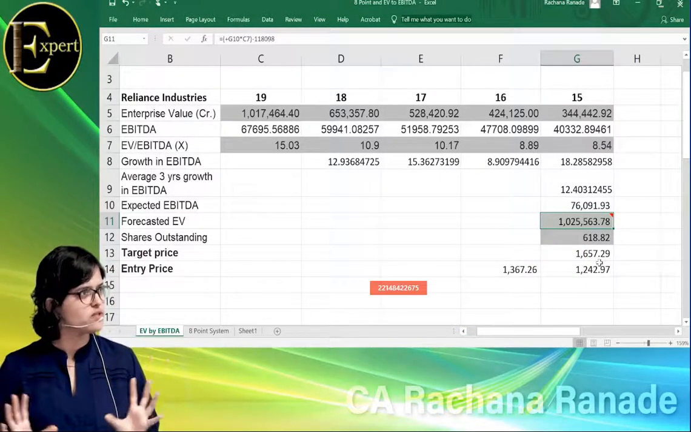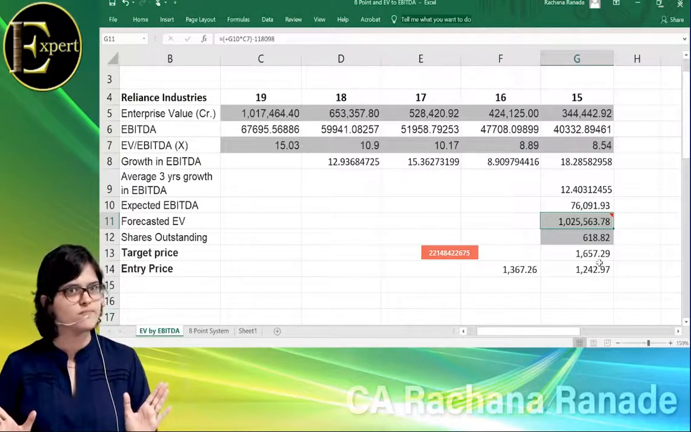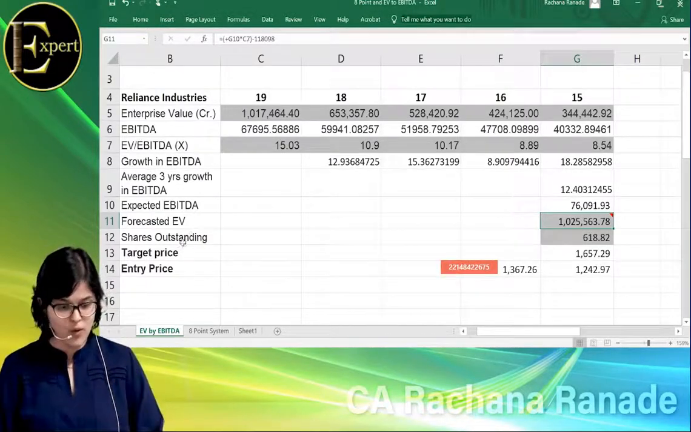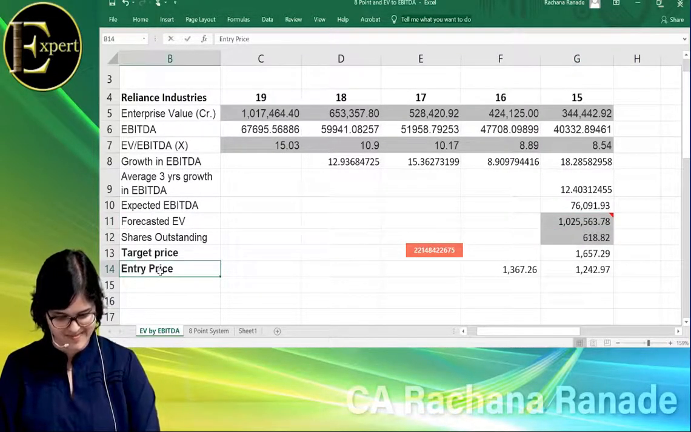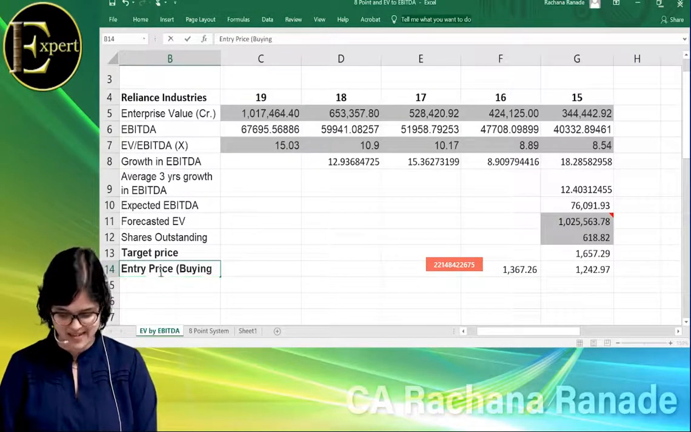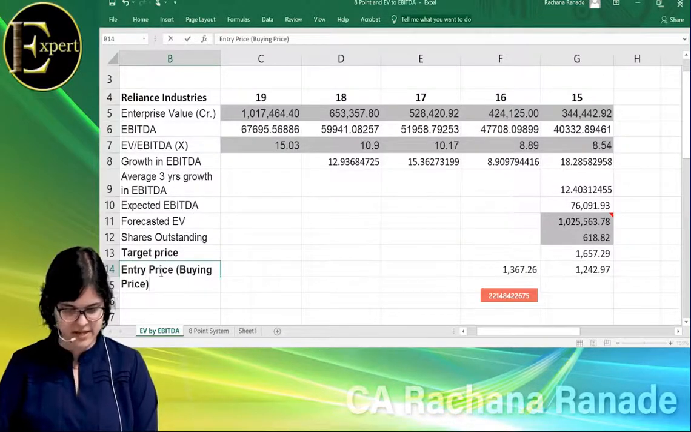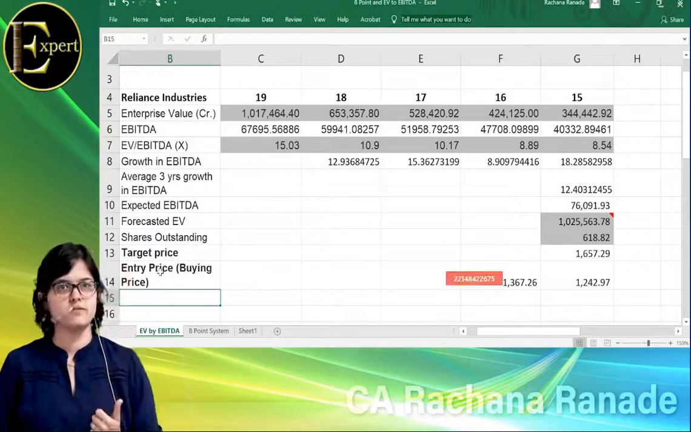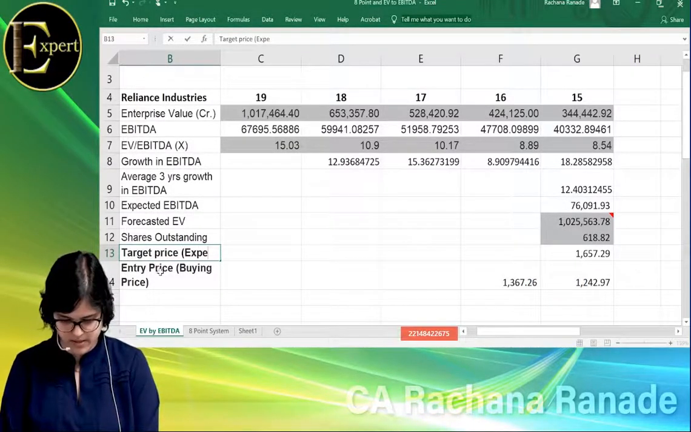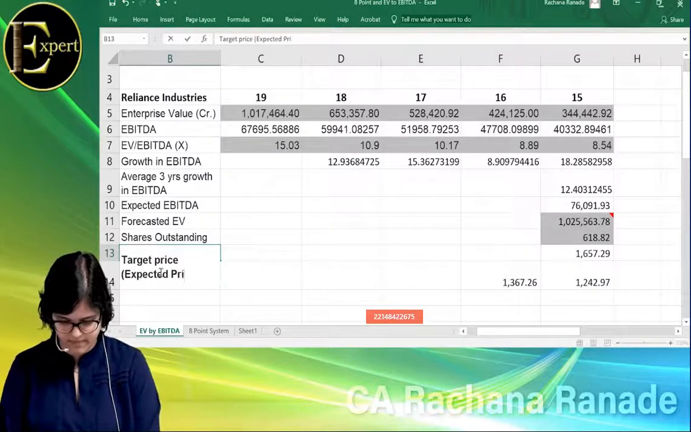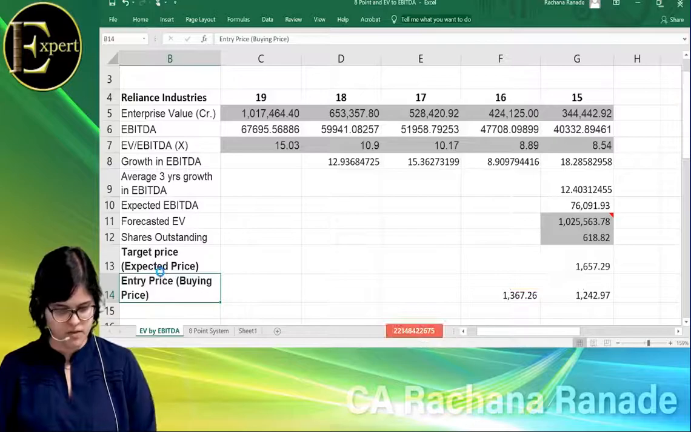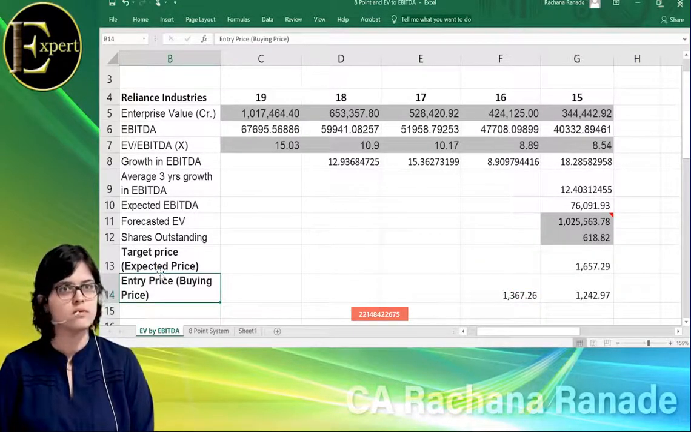So have you understood this earning valuation model? No doubt. Entry price is the buying price. You can buy at this price. And target price is the expected price. Okay? Can we move on? Yes.